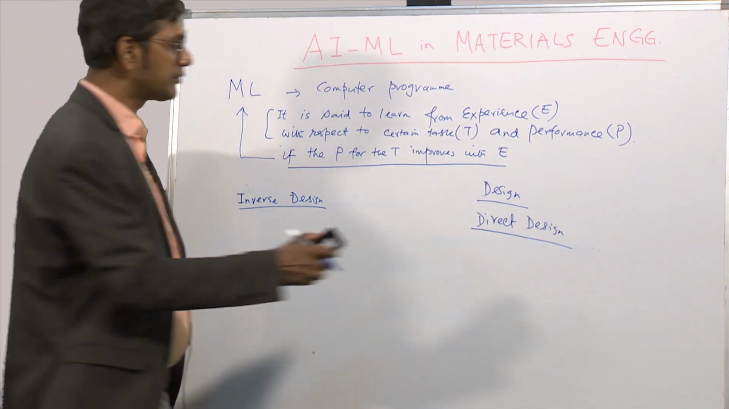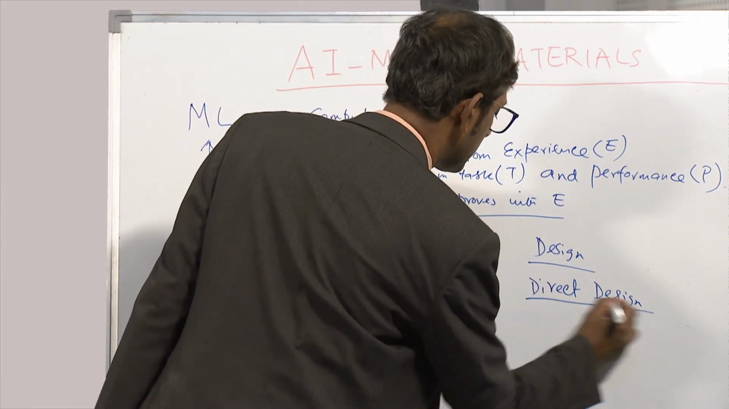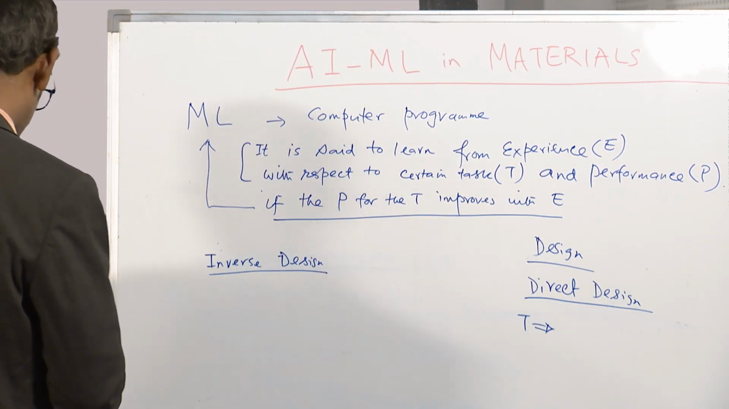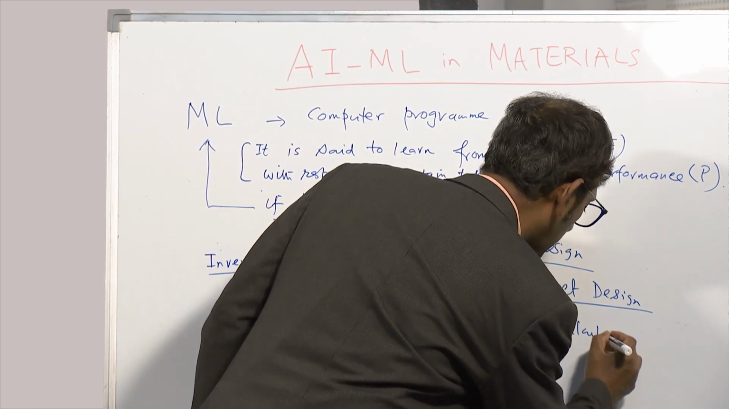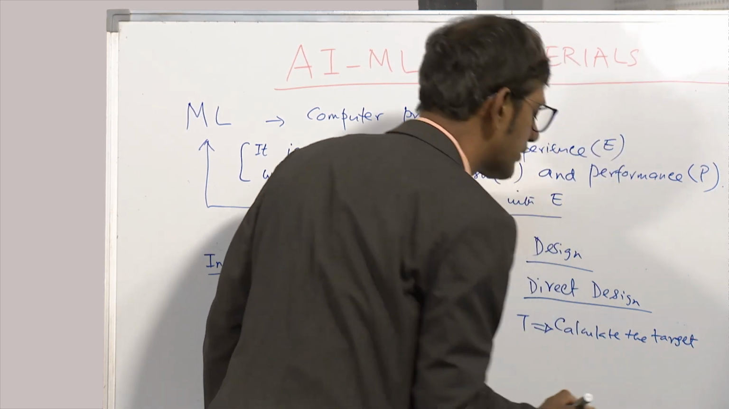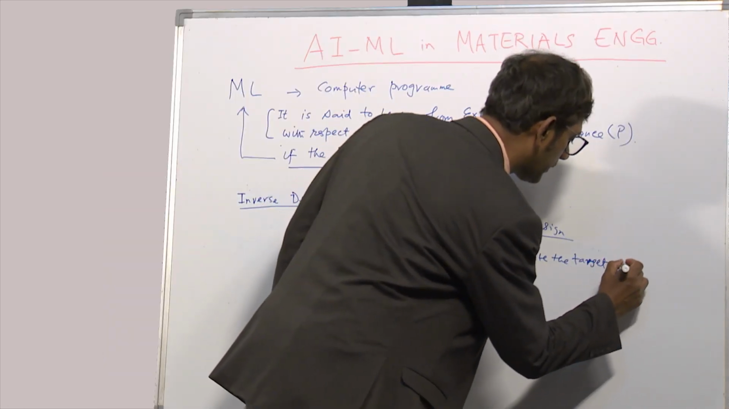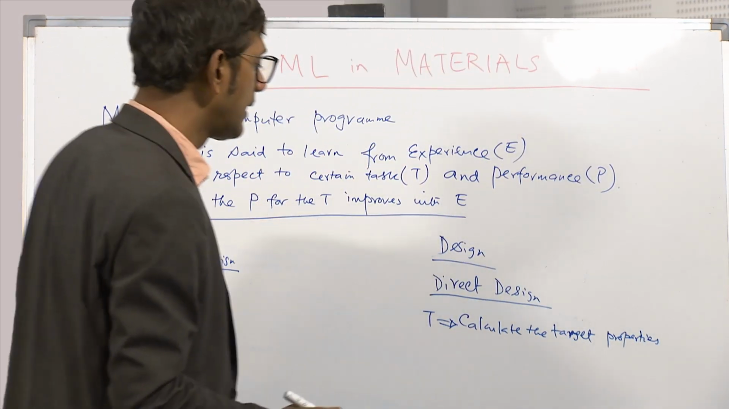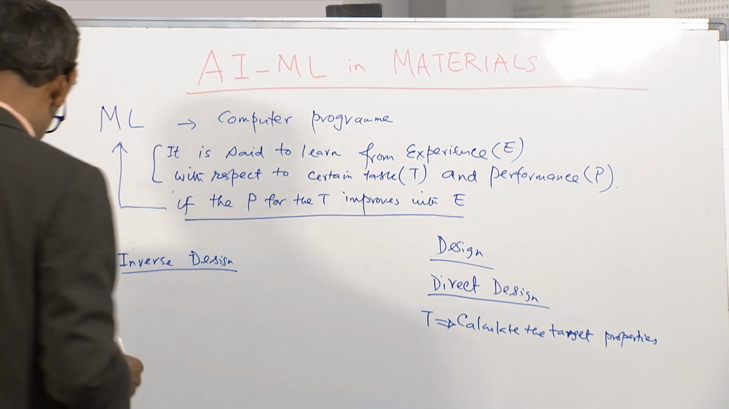So, in terms of that, how do you define that? Well, first let us define the task. So, in direct design, what is your task? Your task is very simple: calculate the target properties. Let us write that down, calculate the target properties. As I told you, your employer may first give you target properties, or he may ask you to calculate the target properties. He may give you some paradigm and ask you to calculate the target properties. Okay.